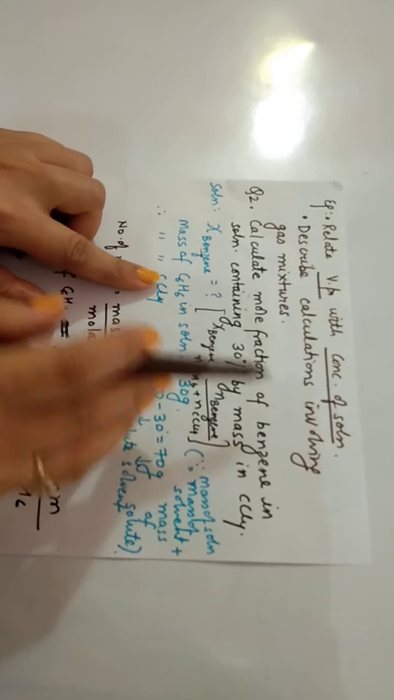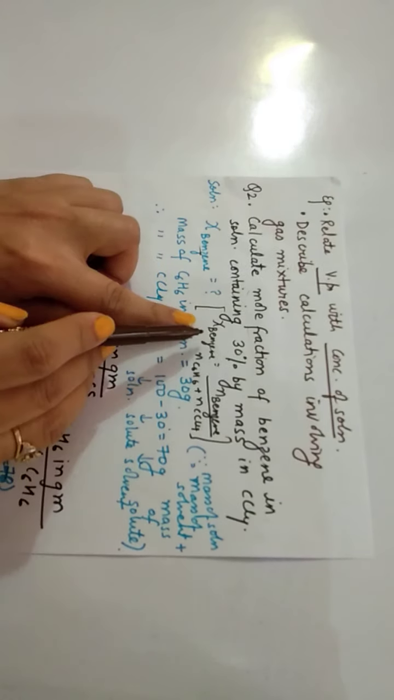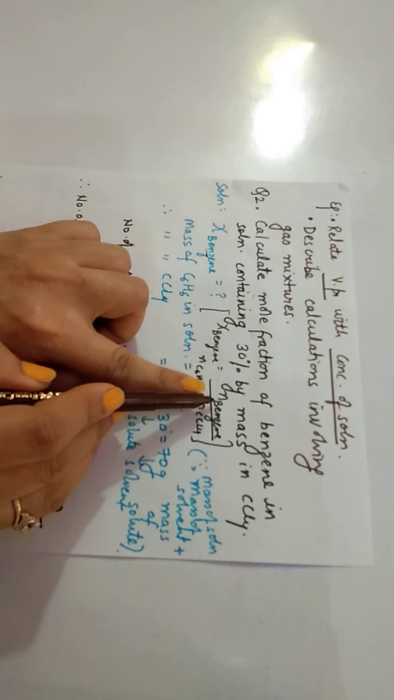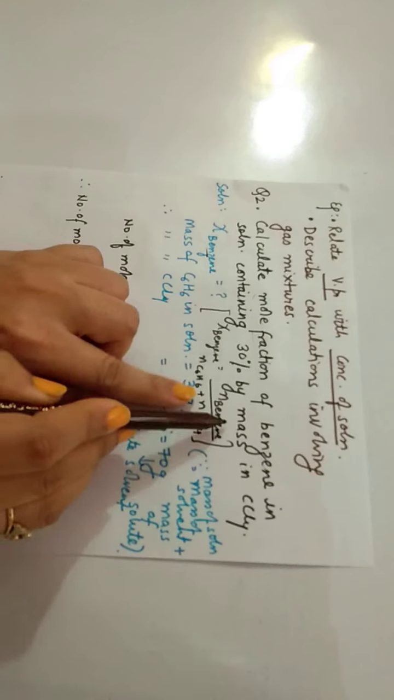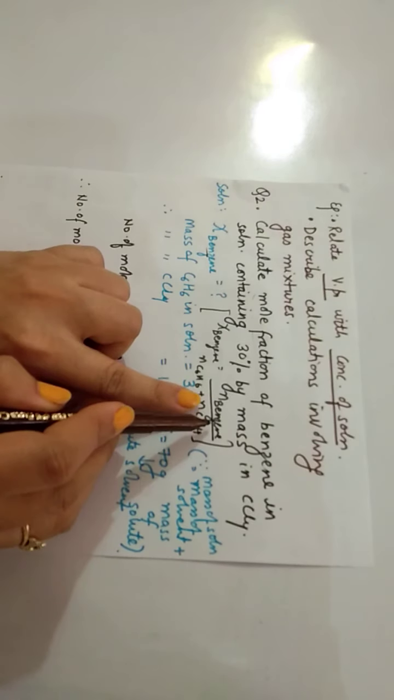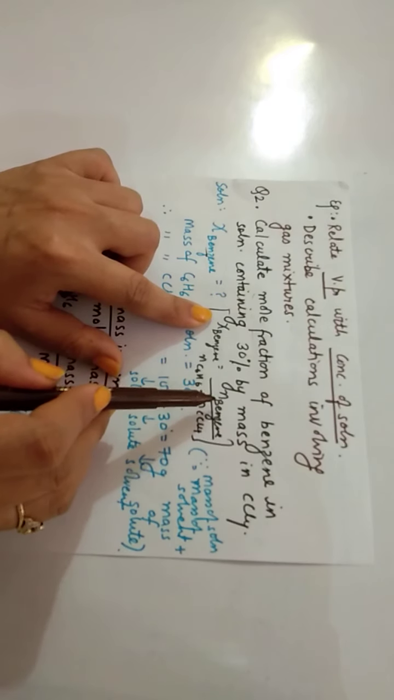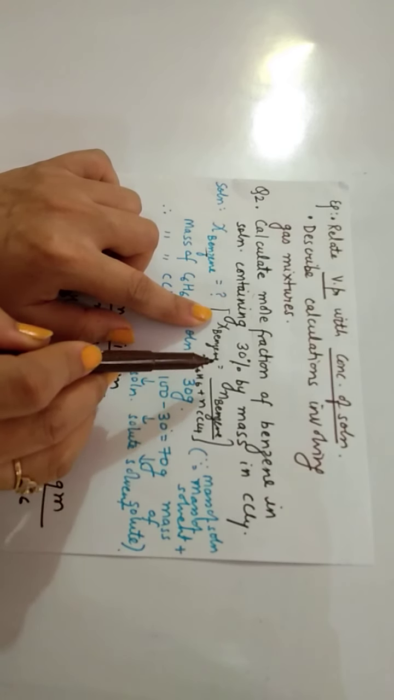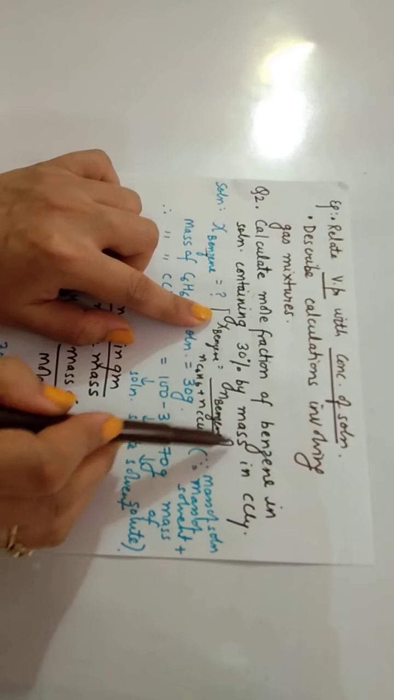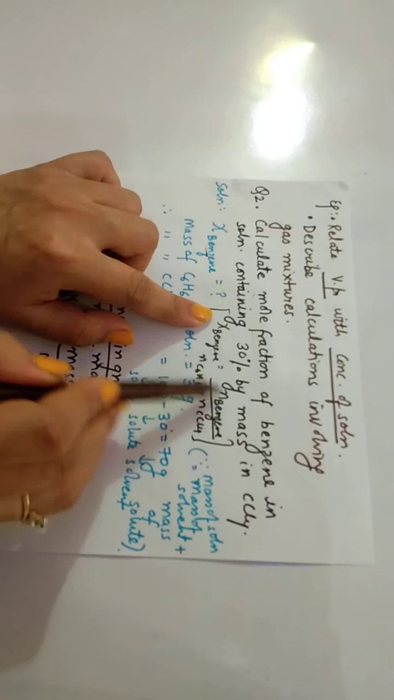Now what you need to find out is the mole fraction of benzene. To find it, firstly you should know the formula for mole fraction. So mole fraction of benzene will be number of moles of benzene upon number of moles of benzene plus number of moles of CCl4. This formula we know. So to find out the mole fraction, you should know the number of moles of both benzene as well as CCl4. So first, you write down this formula.